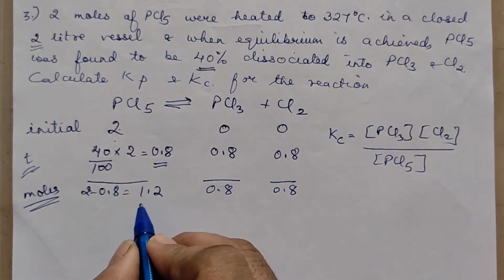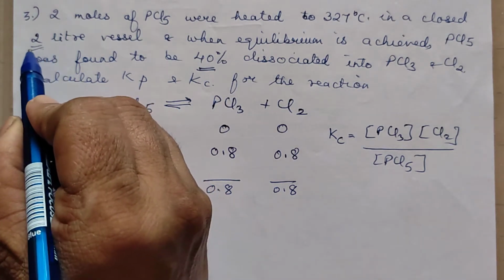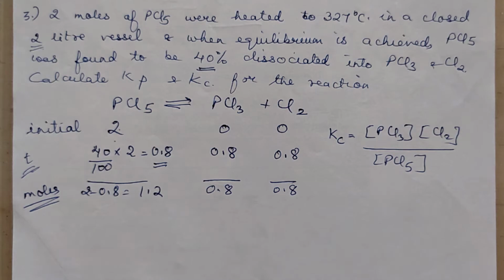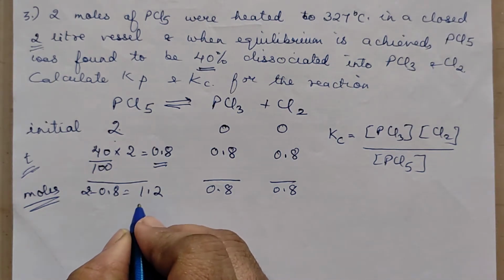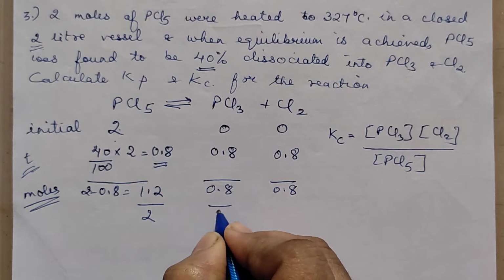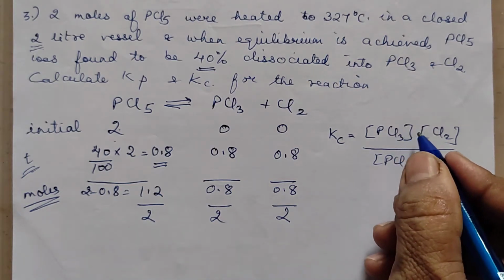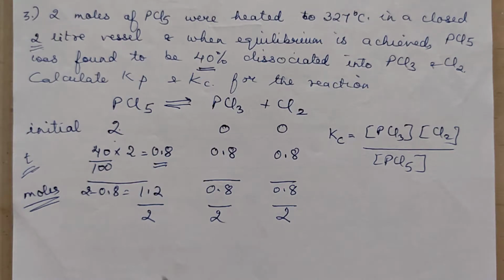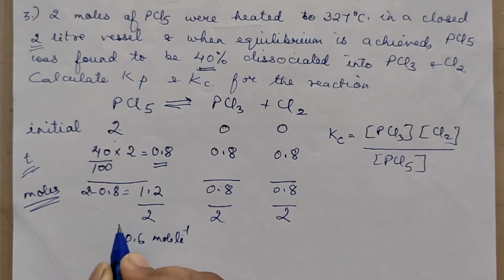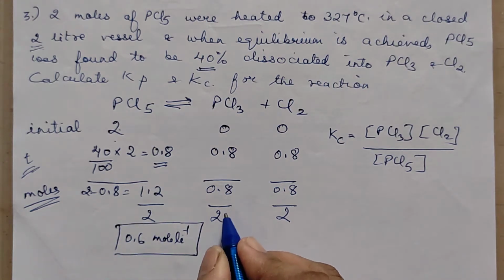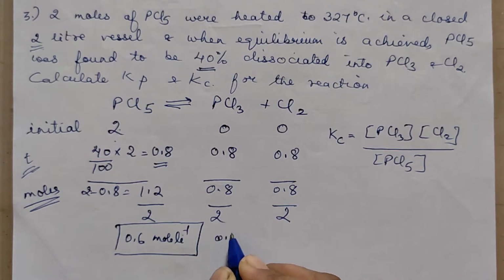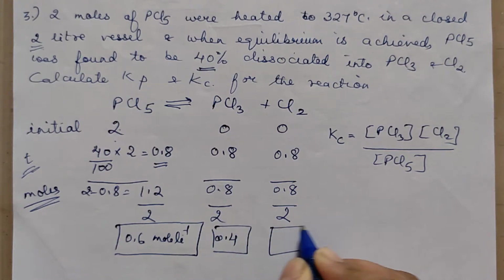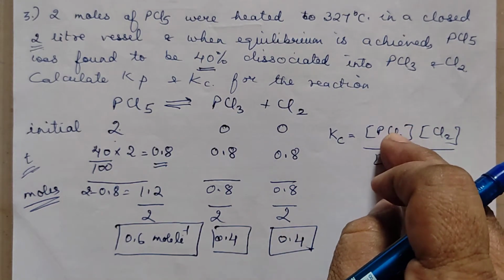Now, these moles have to be divided by 2 liter because moles by volume will give you concentration. So you will divide this by 2, this by 2, this also by 2, and then you are going to substitute here. So 1.2 divided by 2, it comes out to be 0.6 moles per liter. This is our concentration. Now what about this one? 0.4 mole per liter you can write. This also is 0.4. So these values we are going to put here.